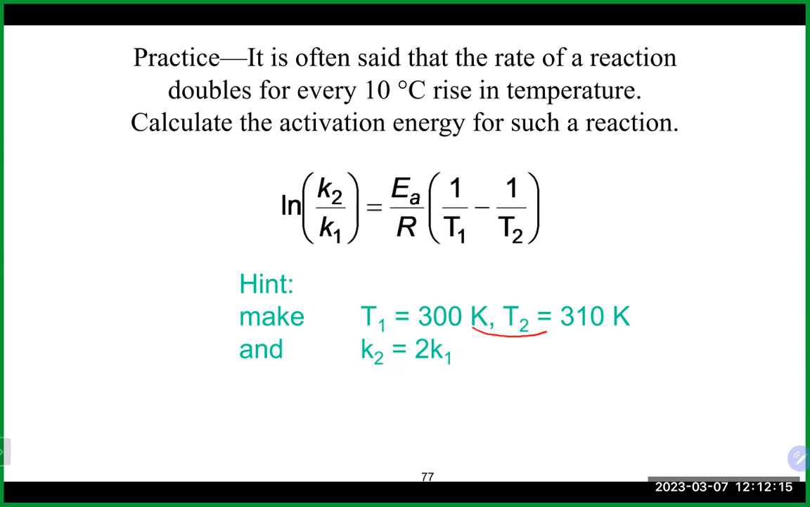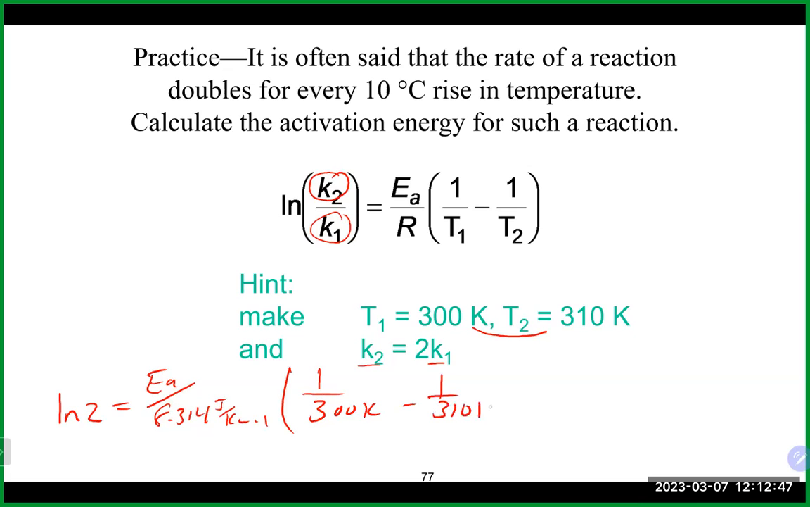The rate doubles, so that means the rate constant would double between the initial and the final rate constant here. On the left-hand side, we basically have the natural log of 2, as the one on the bottom would be half the one on top. So the natural log of 2 is going to equal our E_A, which is what we're looking for, over 8.314. They picked these two temperatures, so we'll use them here: 1/300 Kelvin minus 1/310 Kelvin.